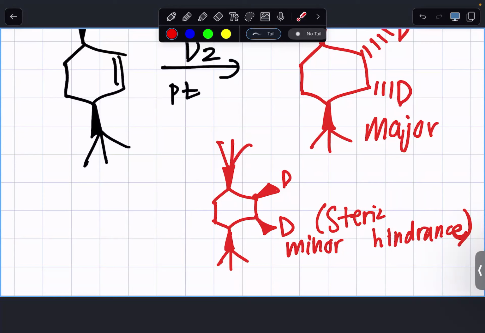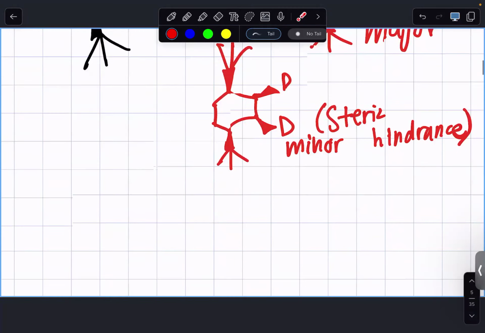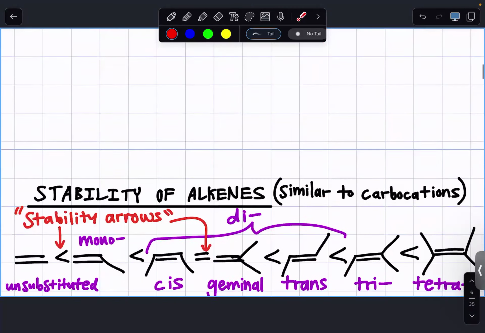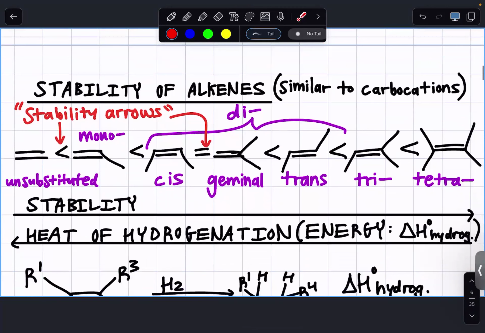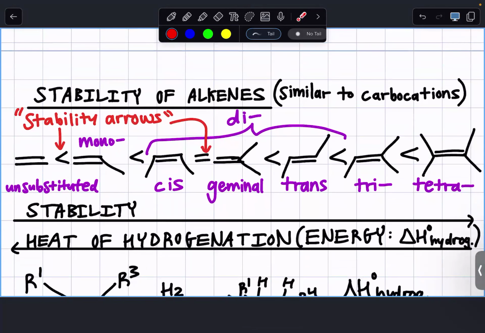Now, when we do these reactions, they give off heat of hydrogenation, which is a form of energy. So these are the stability of alkenes, where this is talking about the hyperconjugation. The less substituted the alkene is, the less stable it's going to be because of less hyperconjugation. The more substituted the double bond is, the more stable it is because of more hyperconjugation.